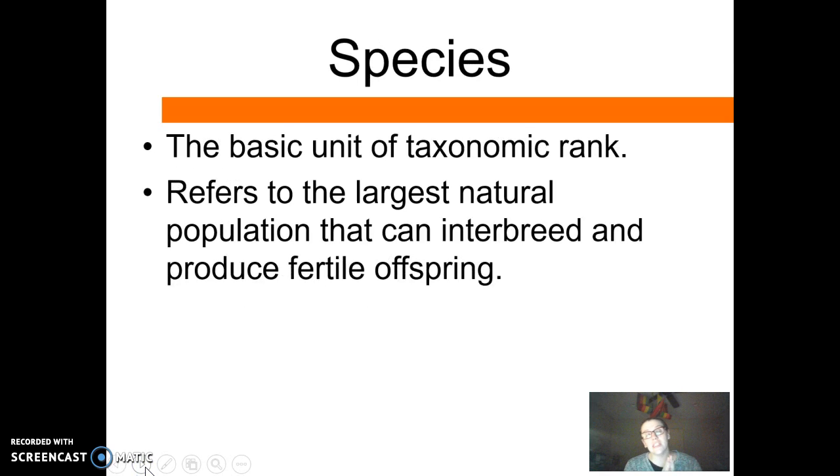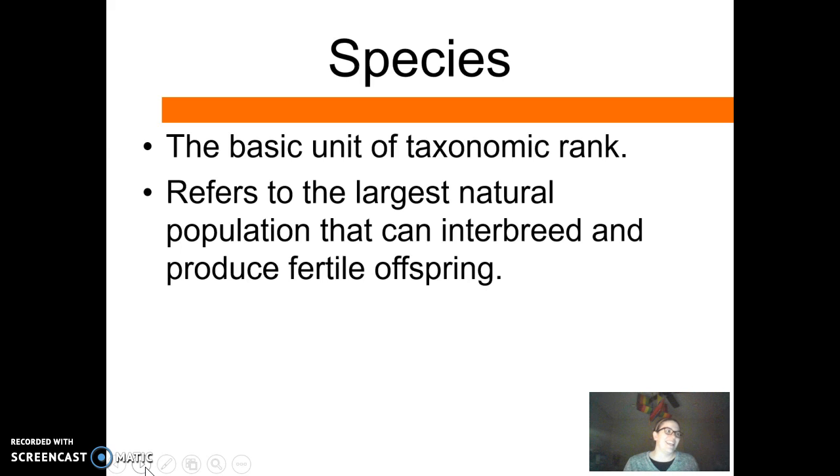All right, and then finally we get to the very bottom rank, which is the species. It's the most basic unit of a taxonomic rank, and this is where we refer to the largest natural population of interbreeding animals. So the big thing with this one is that it's a division between one group of animals and another based on their ability to breed and to produce fertile offspring.